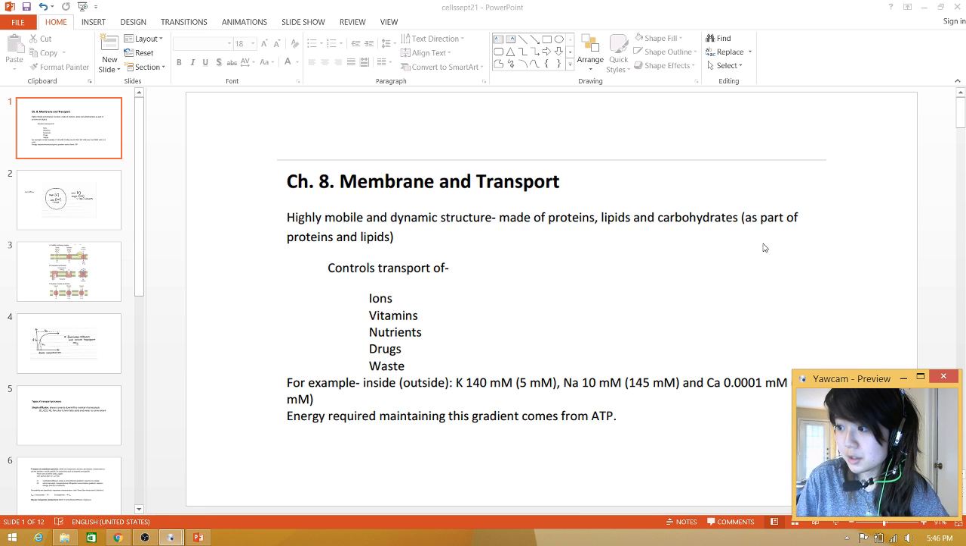The membrane is also selectively permeable, meaning that the membrane controls what goes in and out of the cell, such as ions. Examples of ions would be sodium, potassium, chloride, and calcium. Then, of course, vitamins and nutrients. Some examples of nutrients would be carbohydrates and glucose. And then, of course, drugs and waste also have to pass by the cell membrane.